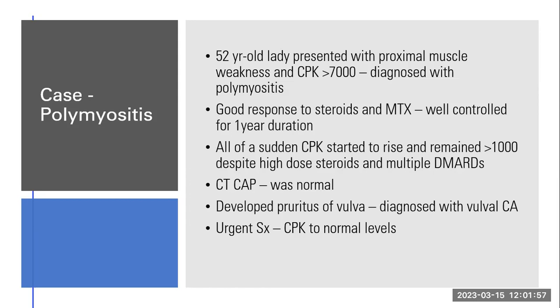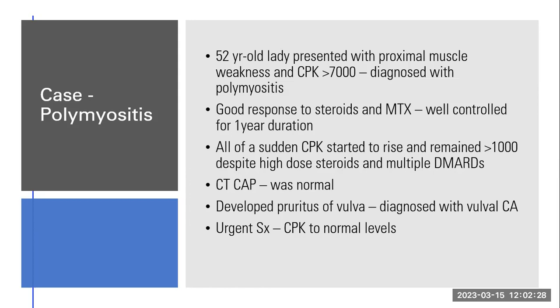All of a sudden, she started to flare and the CPK started to rise. Despite high dose steroids and adding multiple DMARDs, the CPK remained constantly high. So Madam has done a CT CAP and it was normal. But over a course of 1 year, we had to constantly inquire about malignancy symptoms. Then all of a sudden the patient was complaining of pruritus of the vulva. That was the only new symptom the patient had.